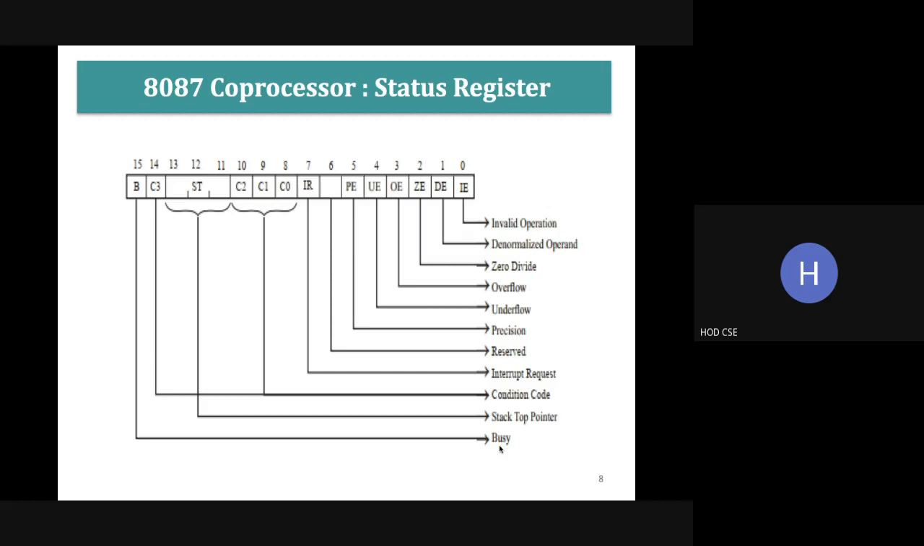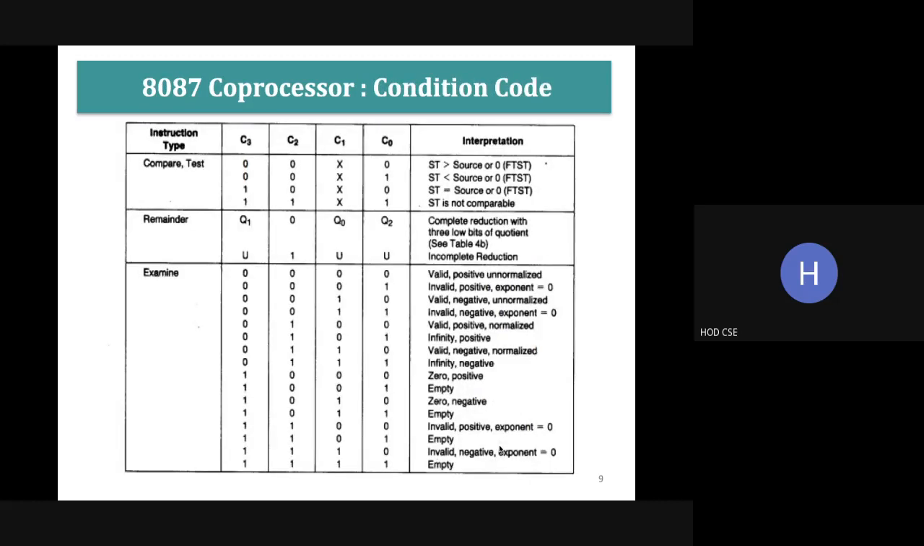It is a 16-bit register. Suppose an error occurs and we are not able to debug it by going through all the instructions, we can read the status register and find out the error, whether it is an invalid operation, an underflow error or an overflow error. So this is the table to represent the condition code.